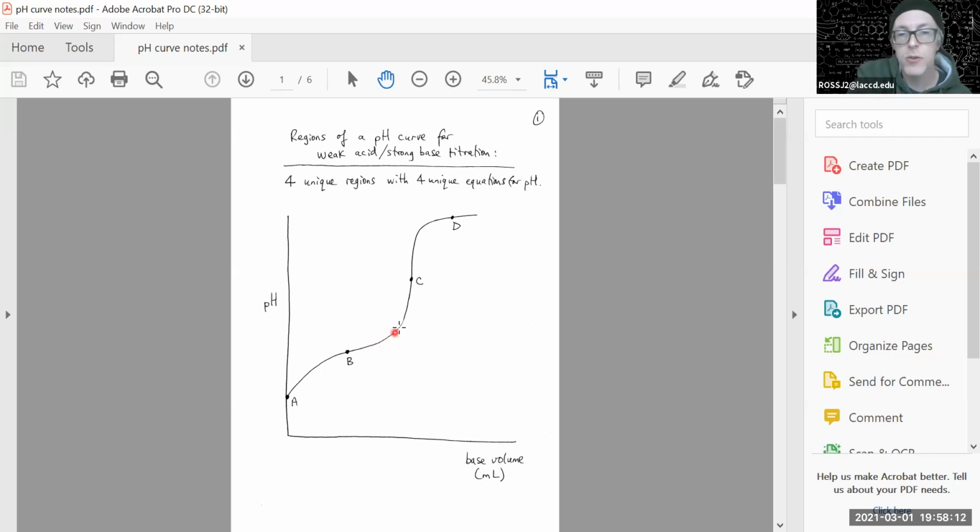And then we start to asymptote through point C, so there's clearly a difference going on at point C where we reach the equivalence point of our titration. And then if we add excess base, we eventually reach point D. This characteristic curve of a weak acid strong base titration clearly has these four unique zones, and we're going to look at these four zones and the equations that represent them.